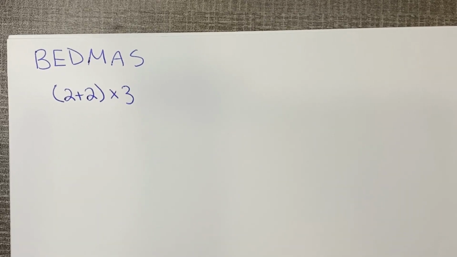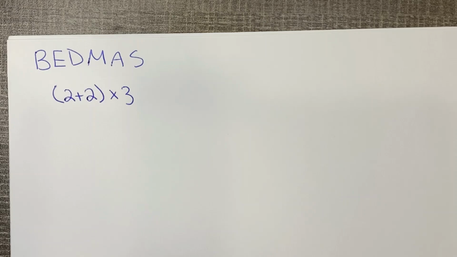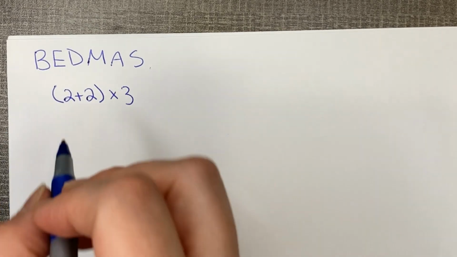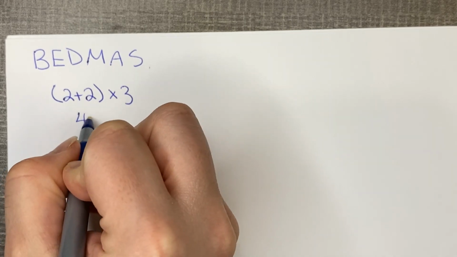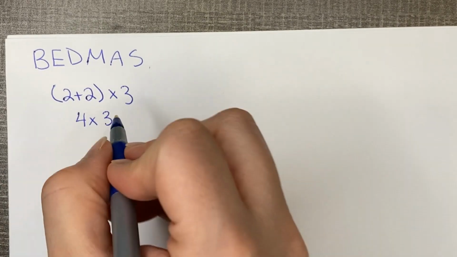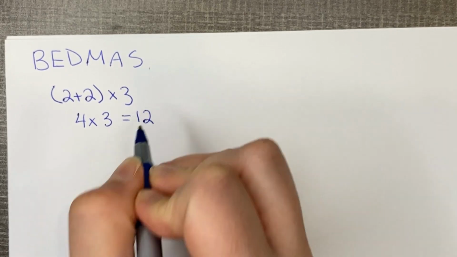So let's start with a simple problem. Based on our rule of BEDMAS, we're going to start with the brackets. So the 2 plus 2 is 4, and then we have them multiplied by 3. And since we only have one other operation to do, we know the answer is going to be 12.